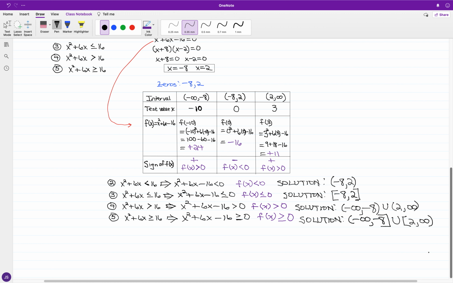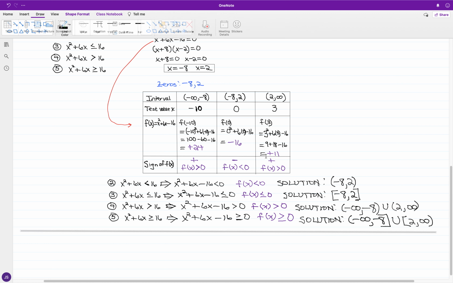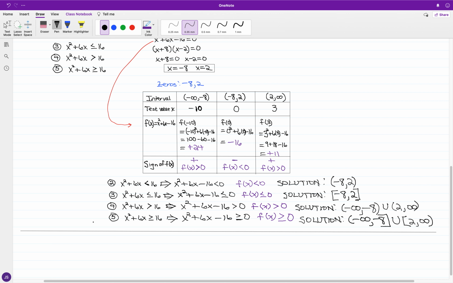And now, say just looking for the solution of one particular inequality. Let's say, in this case, we're looking at determining the solution of x squared minus 4x is greater than or equal to 32.